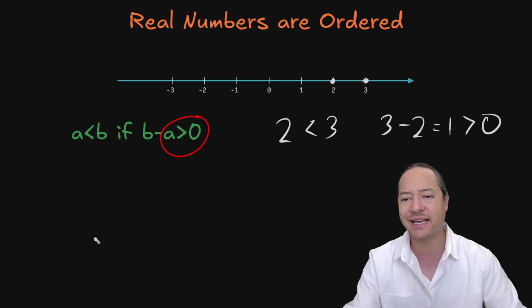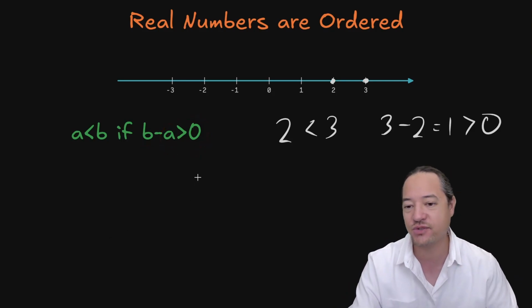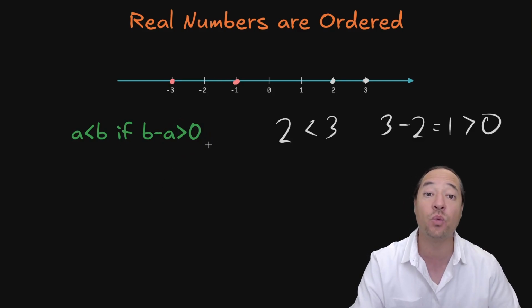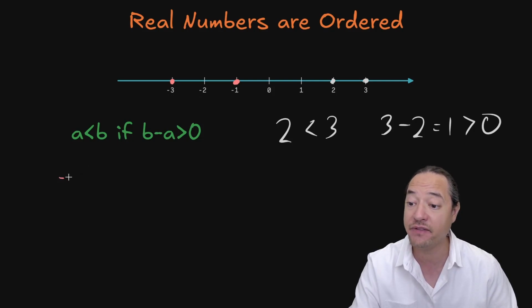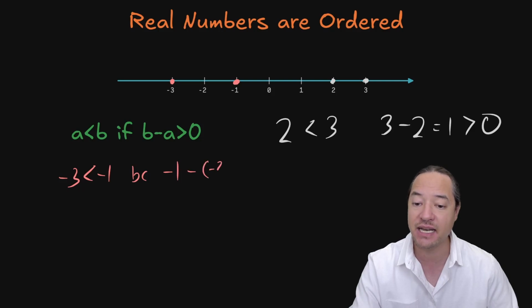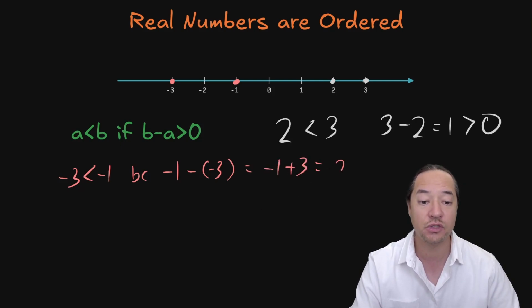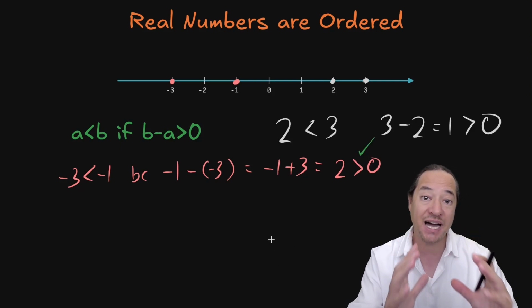Okay, so let's just try another comparison to make sure that this works, right? So let's try choosing the number -3 and how about -1? Okay, so the idea is we're saying which one is smaller, right? -3 should be less than -1. Okay, because if we do -1 minus -3, what do we get? Well, this is the same as -1 plus 3, right? And that's going to equal 2, and 2 is greater than 0. So it works, okay? We're getting a positive value here.